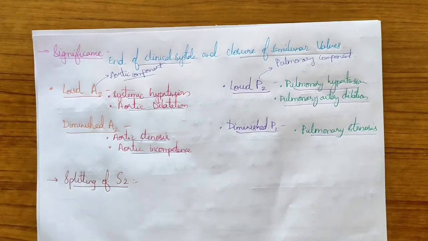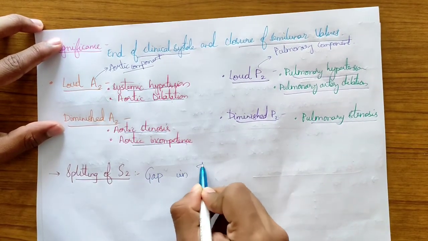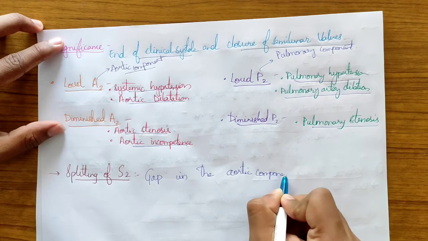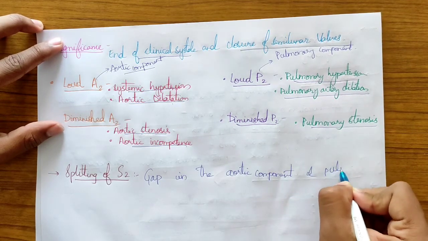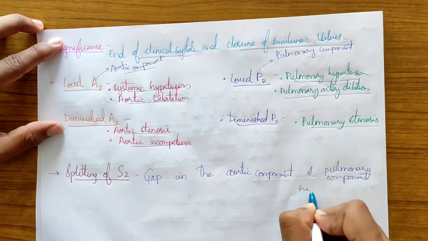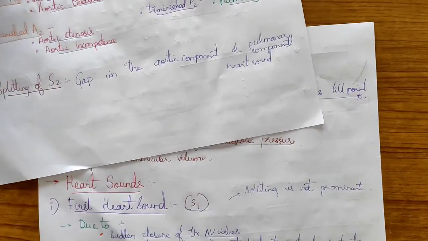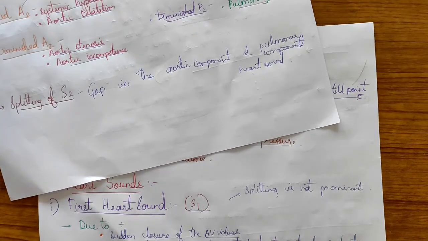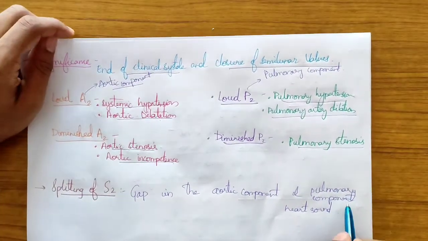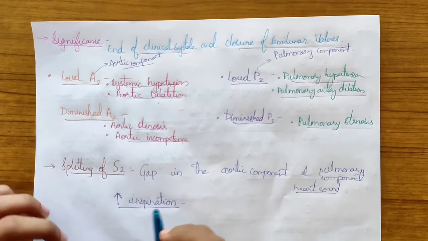So what do you mean actually by splitting? Splitting is nothing but the gap between the aortic component and the pulmonary component of the second heart sound. And similarly, the gap between the mitral valve and tricuspid valve components is the splitting seen in the first heart sound. So the gap between the aortic component and pulmonary component of the heart sound is known as the splitting of the S2.